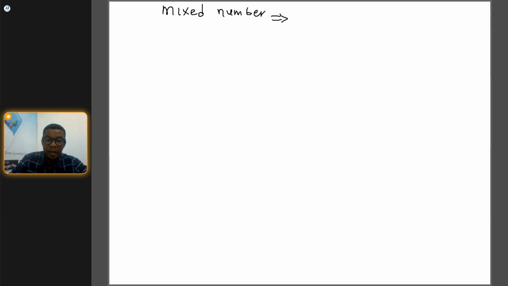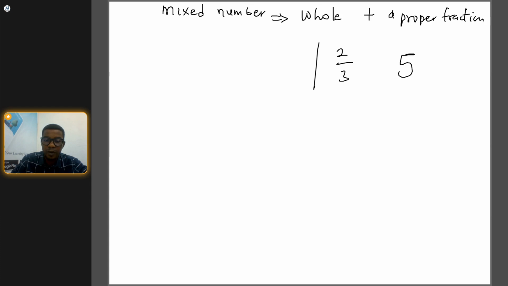The mixed number has two components, a whole number and a proper fraction. An example is 1 whole number 2 over 3, or 5 whole number 3 over 4, and so on. So this is an example of a mixed number. These are the basic things we learned in primary school, which will help us today in the topic we are treating, fraction.